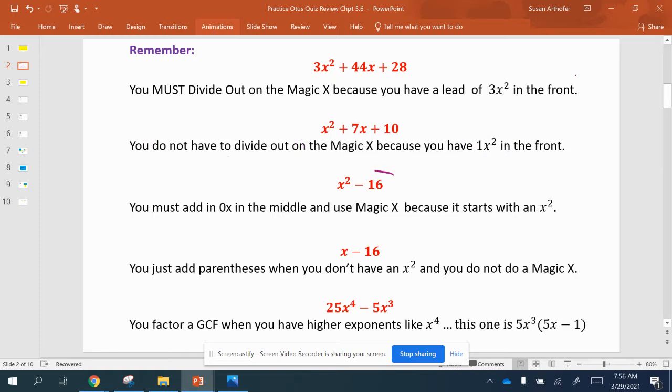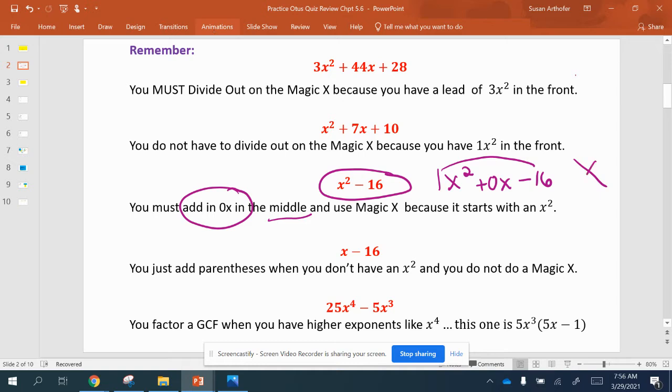Now when you use a magic x, you have to have 3 pieces. This one only has 2 pieces, so you must add in 0x into the middle. When you do that, you leave the 16 negative and you add in 0x. And now there's a hidden 1, and you just multiply front and back, and you ask yourself what multiplies to negative 16 and gives me 0. And then that would be obviously 4 times negative 4. 4 minus 4 is 0, so this would be x minus 4, x plus 4.